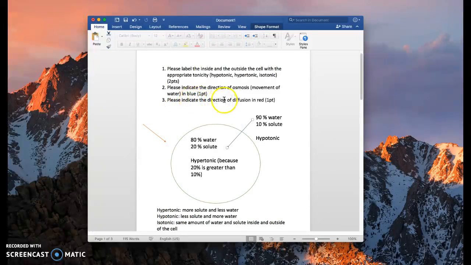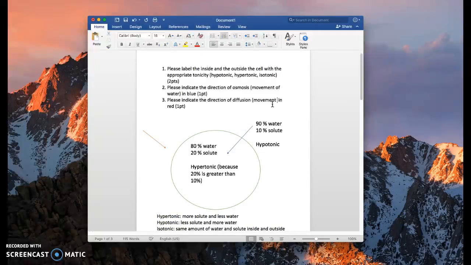So now looking at diffusion, diffusion is the movement of molecules. Pretty much anything that isn't going to be water moves through diffusion. So we now look at the direction of the solute. So the solute, 20% is going to be greater than 10%. So we are going to move this out of the cell for diffusion.